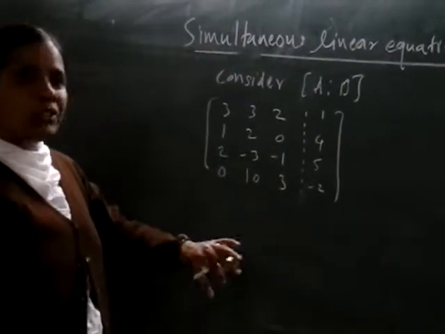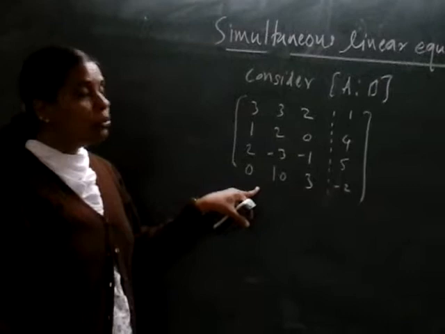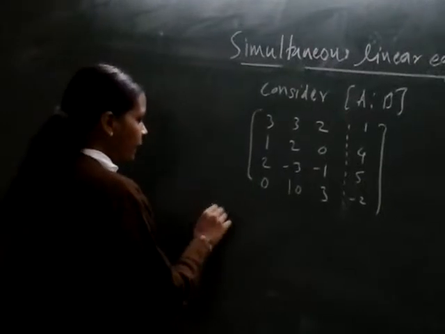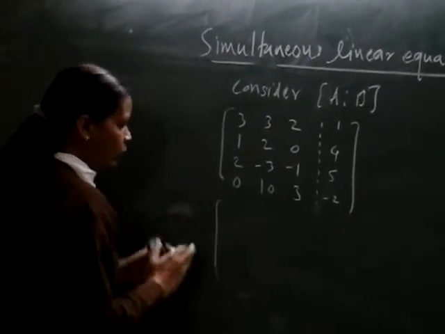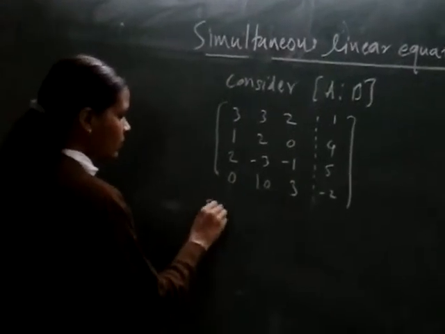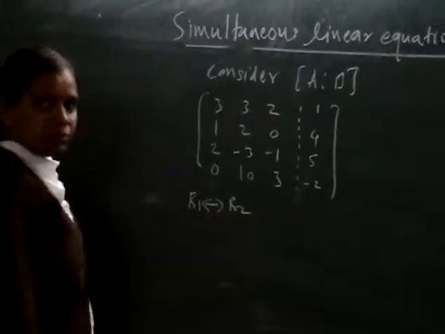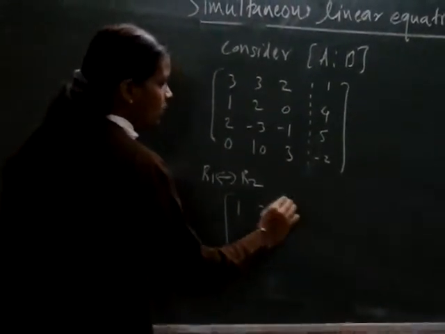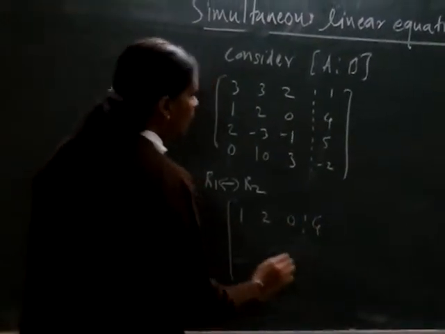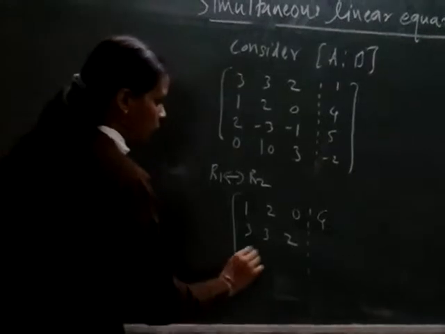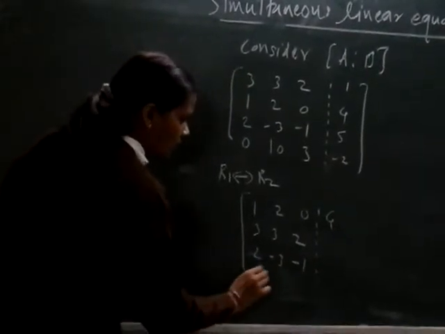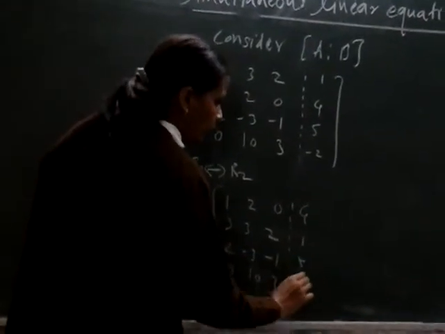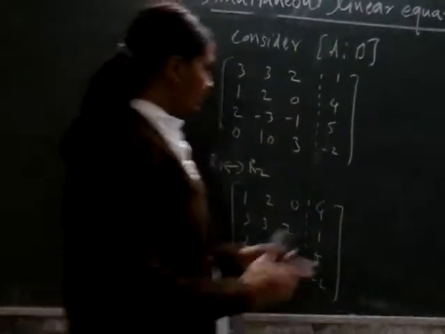Okay. Now what do we do now? This augmented matrix we have to convert into echelon form by performing only row transformations. Therefore, for the row transformation, we are doing the first operation: interchange R1 and R2. Okay. By interchanging R1 and R2, we get the first row 1, 2, 0. Next is 4. Next is 3, 3, 2. 2, minus 3, minus 1. 0, 10, 3. Next elements are 1, 5, minus 2. Okay.